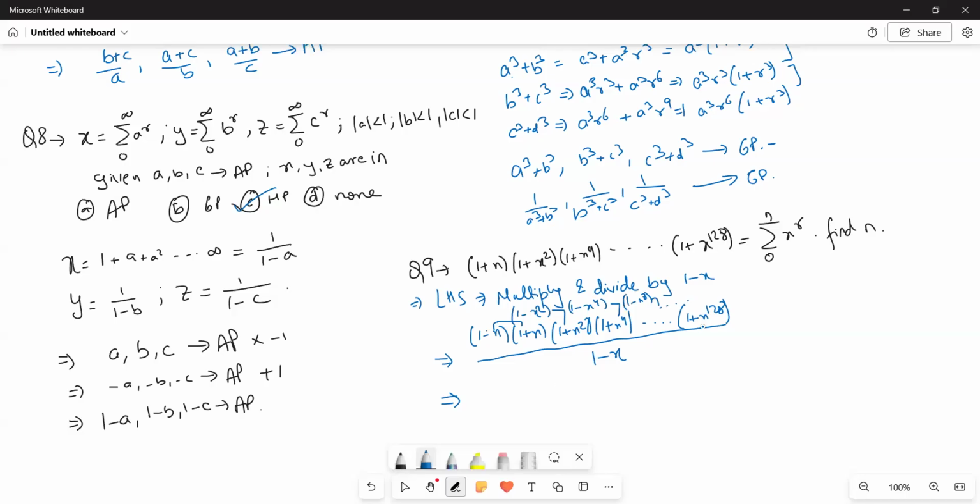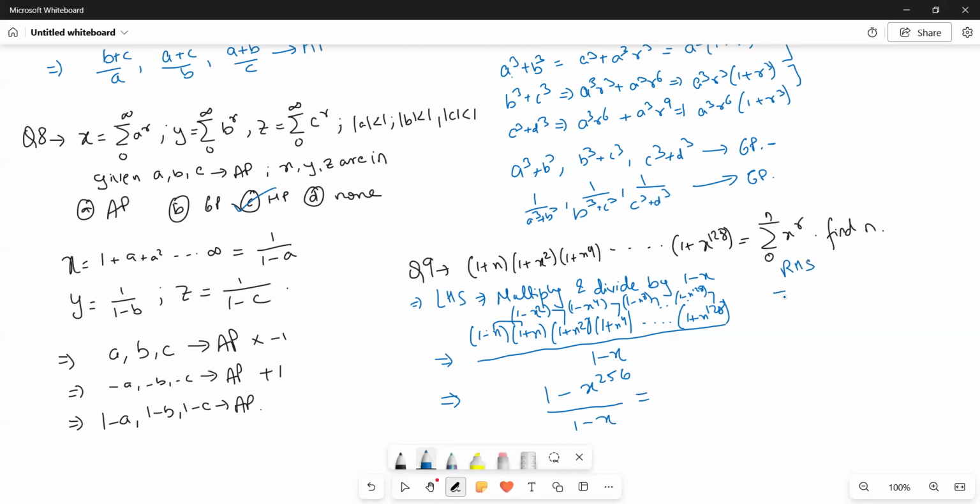And this is how it all simplifies, and finally what will come? 1 minus x power 128, 1 minus x to the power 256, because the term before it here will be 1 minus x to the power 128, which will get clubbed with this, divided by 1 minus x is equal to, okay, and RHS.